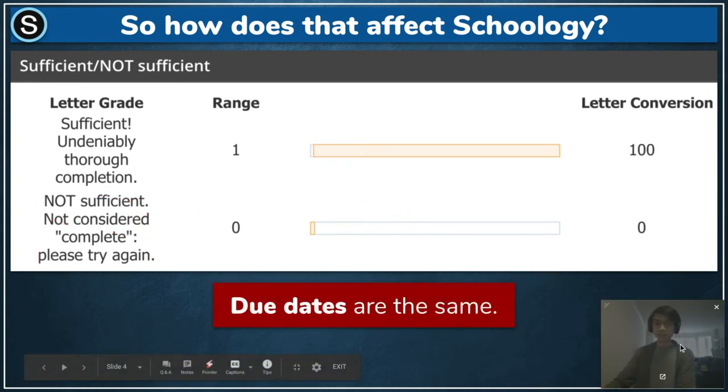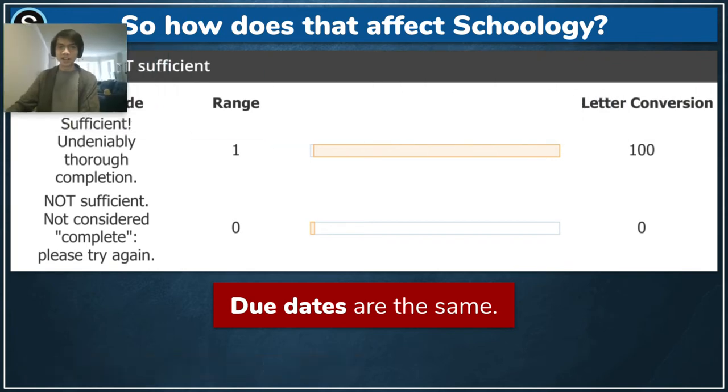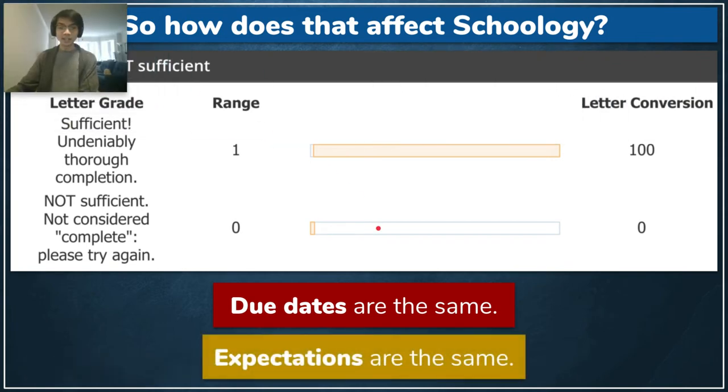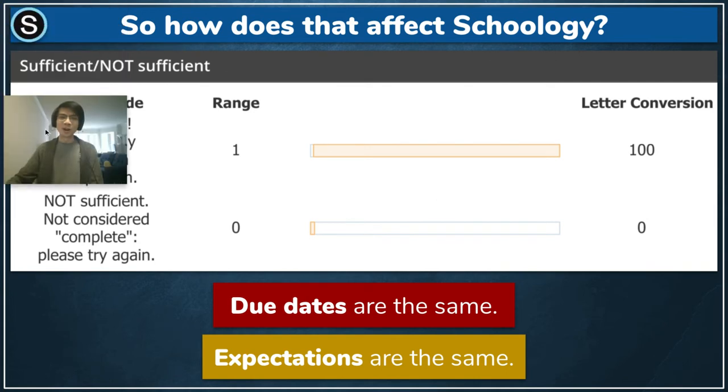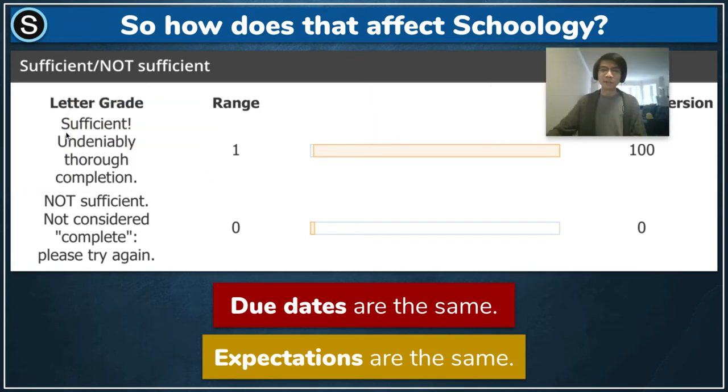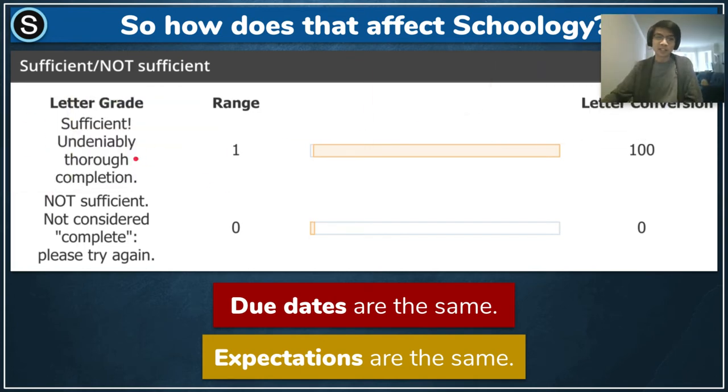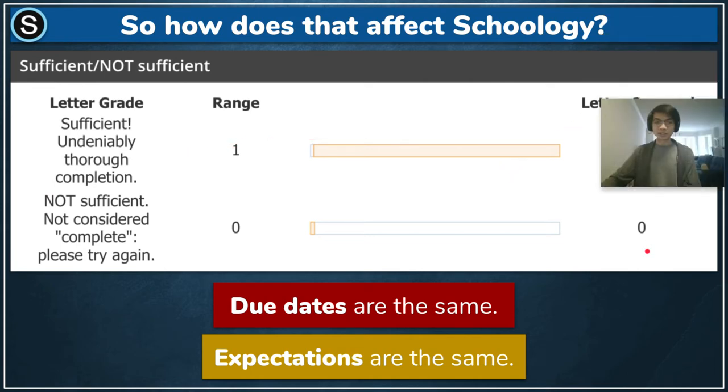Okay, so that's what's changing. Due dates are still the same. Places where you could find due dates are still the same. And expectations are still the same. Your teachers aren't going to be lowering expectations for you. We're not necessarily going to be saying, okay, now we only need you to try this hard on an assignment. No, we're still going to expect your best from you. It's just that we are going to assess that final product differently, right? And that assessment will be reflected with the scale, sufficient or not sufficient. Okay, so that's how that affects Schoology.